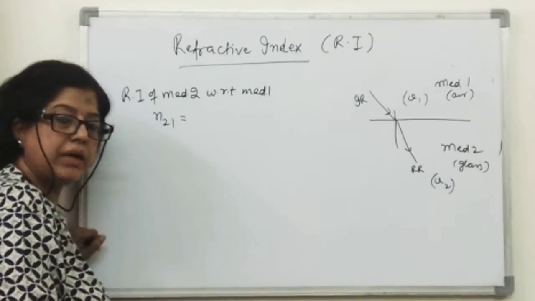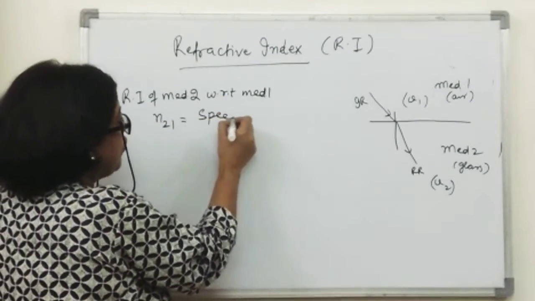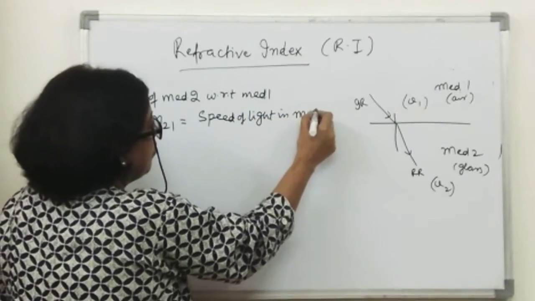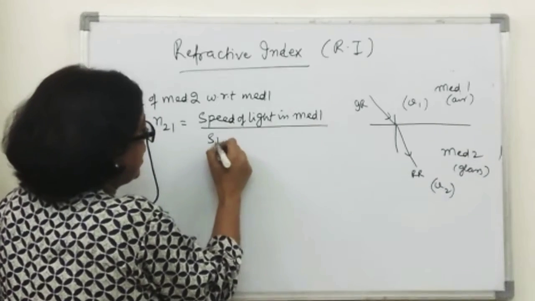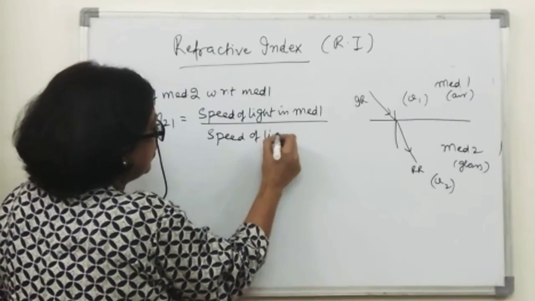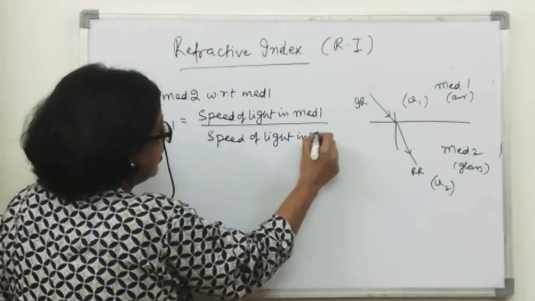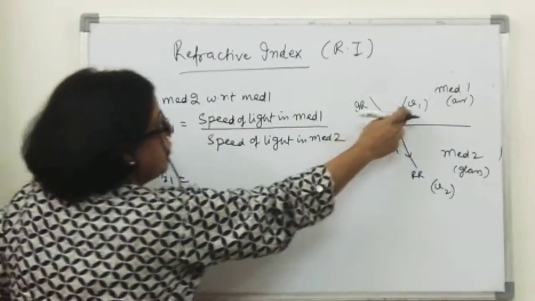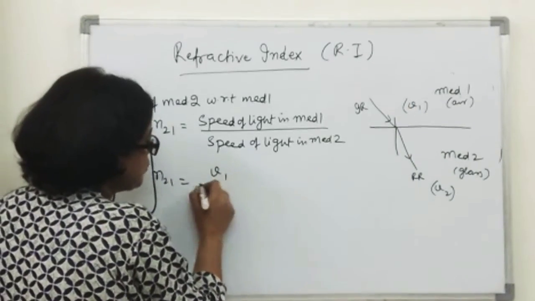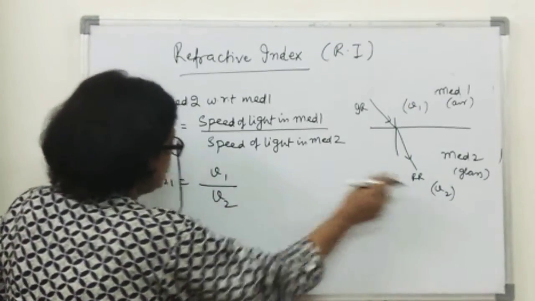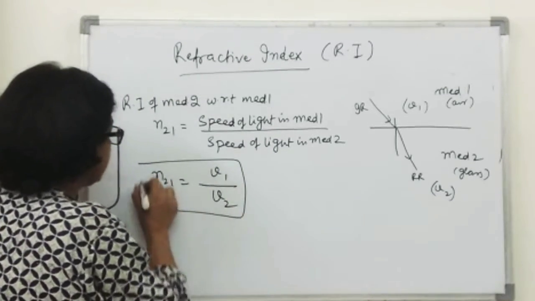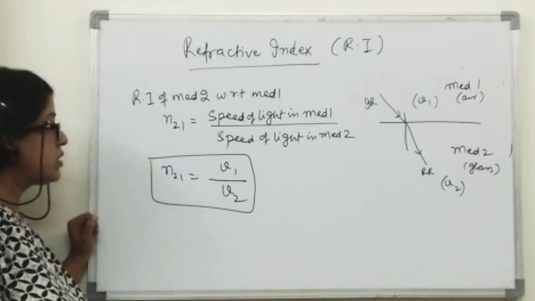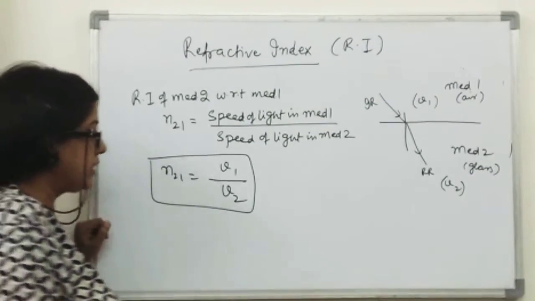It can be calculated by the formula: speed of light in medium 1 by speed of light in medium 2. That means I can say N21 is the speed of light in medium 1, which I have said is V1, by the speed of light in medium 2, which I have said is V2. This is how I can calculate the refractive index of medium 2 with respect to medium 1. This is one of the very important formulas of refractive index.